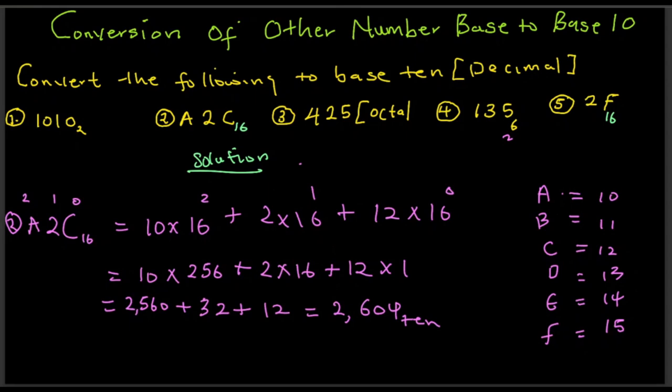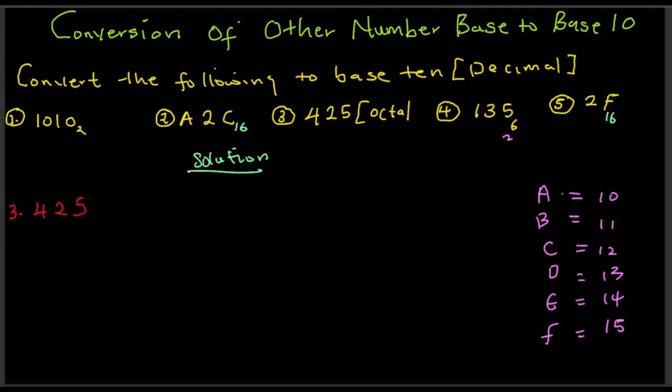You can pause this video and try to solve it again on your own so you understand it clearly. So for the next one, let's go to number 3. 425. I'll just wipe this off now. We have 425 octal. And of course, we know octal is base 8. So we write 8 here. This equals, and the next thing is to give them powers. So this is 0, 1, 2. So this is 4 times 8 to the power of 2 plus 2 times 8 to the power of 1 plus 5 times 8 to the power of 0.